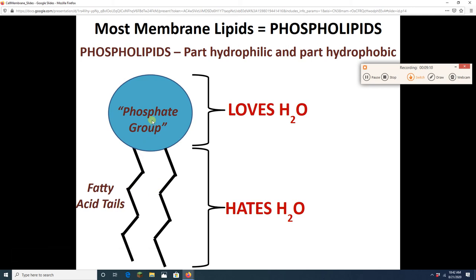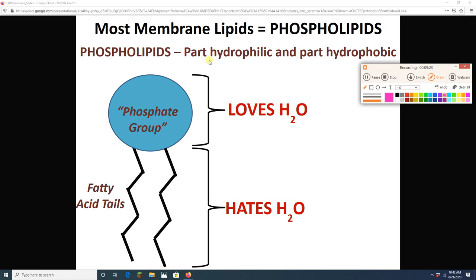And the most important thing about this chemical structure is that there is a dichotomy that exists here, a difference, if you will. The phosphate part, the phosphate head, is water-loving. It is hydrophilic. The fatty acid part, the tails, is water-hating, water-fearing, hydrophobic. So two different parts here, a hydrophilic part and a hydrophobic part. This is going to be crucial.